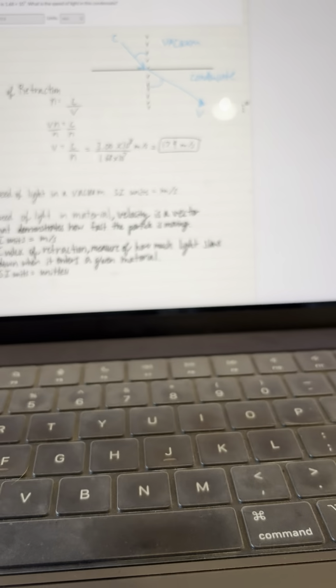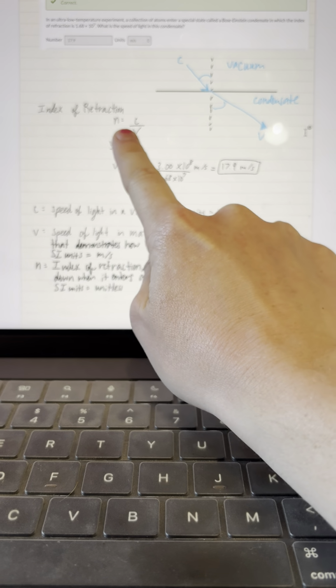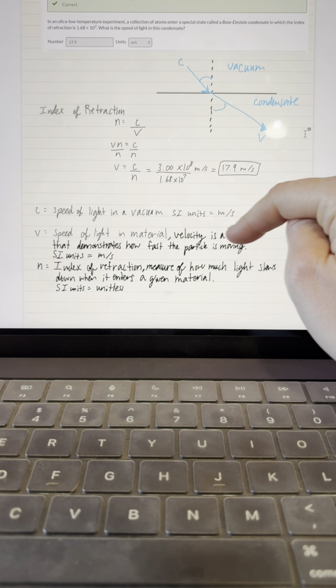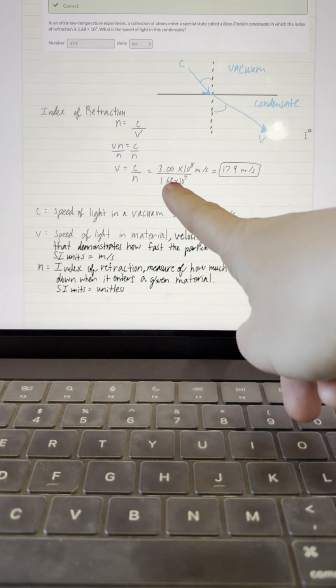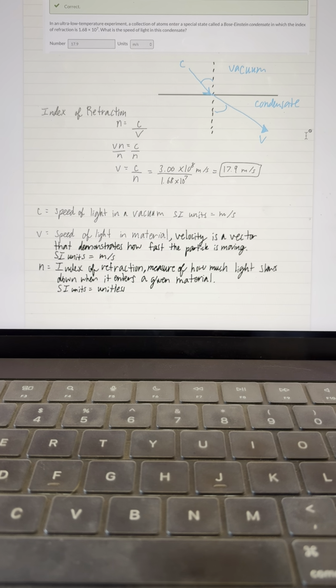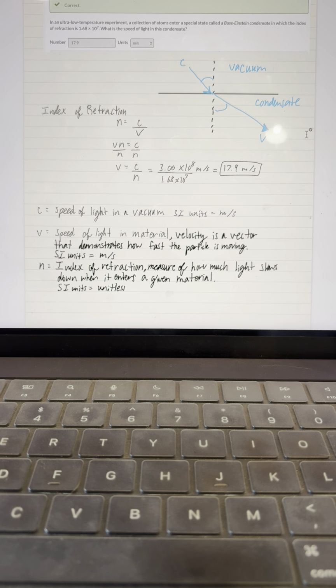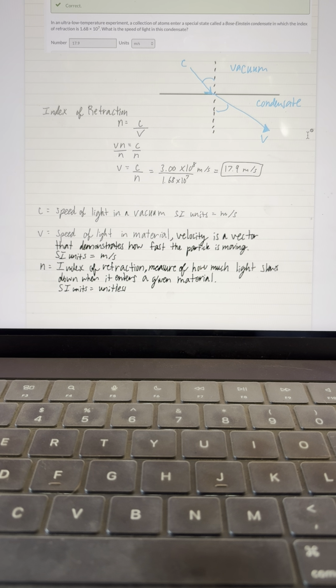So, first of all, for this, I had to use the index of refraction equation, which is n equals c over v, and c is the speed of light in a vacuum. Its SI units is meters per second, and it's a constant that we're given, so it would be 3.00 times 10 to the 8 meters per second, and that's just a constant that we have for the speed of light. And then v is the speed of light in material, and this is also known as velocity. And velocity is a vector that demonstrates how fast a particle is moving. And the SI units for velocity is meters per second.